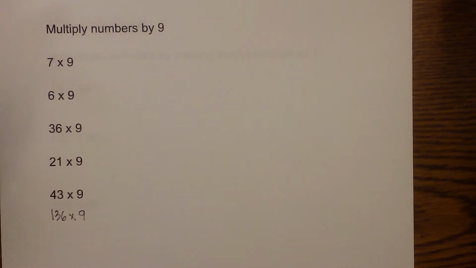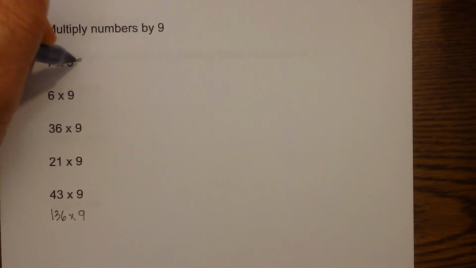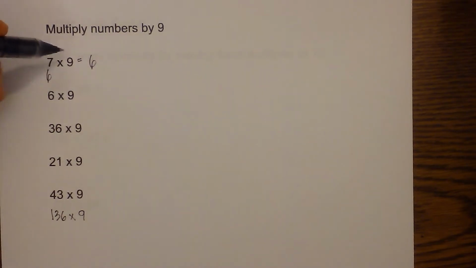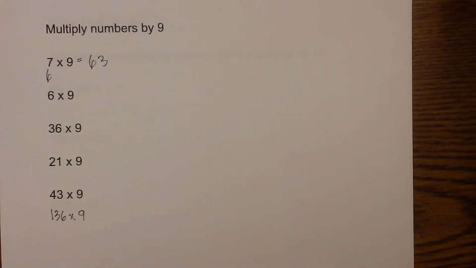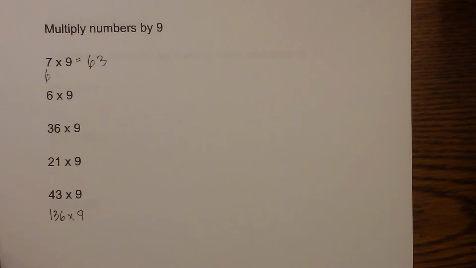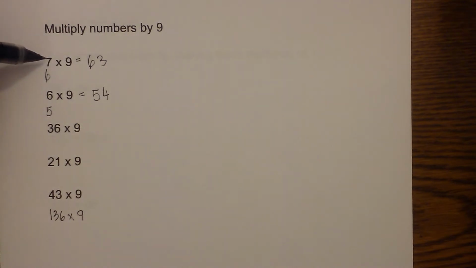Okay, 7 times 9. You subtract 1 from 7, which is 6, and I'm going to write 6 here, and then you subtract 9 minus 6 is 3. So you have 63. Up next, 6 times 9. So what you do is you go 6 minus 1 is 5, and 9 minus 5 is 4, so you have 54. Okay, so with one digit, you subtract 1, and that is your first digit, and then you take this digit and subtract from 9, and that gives you the second digit.